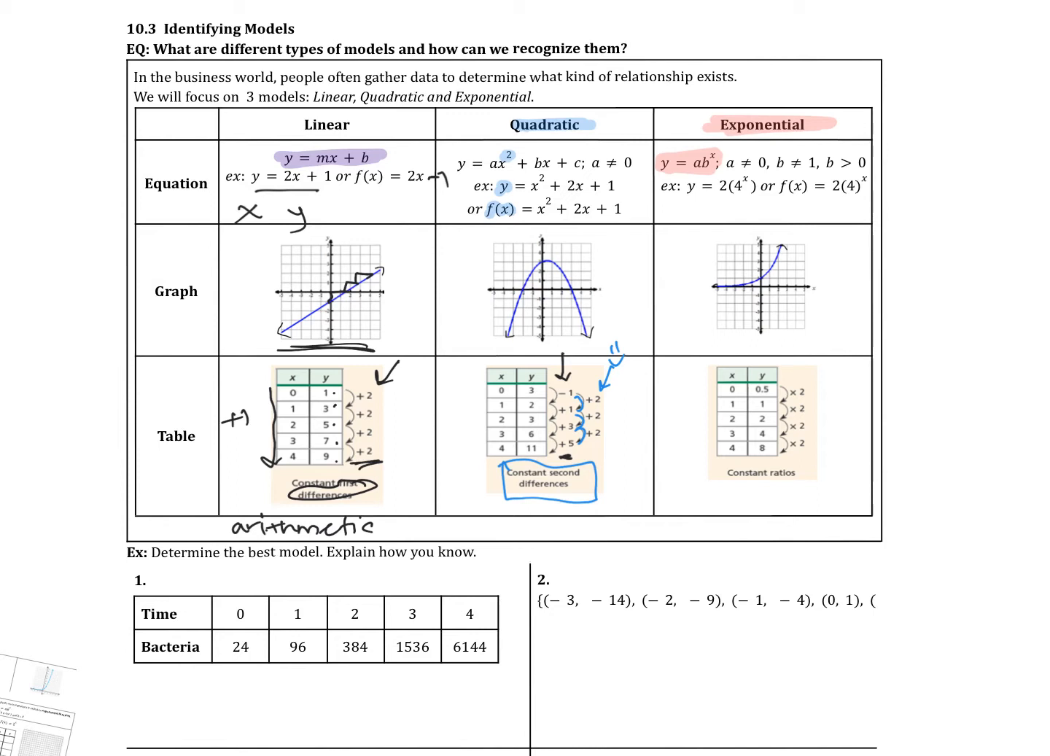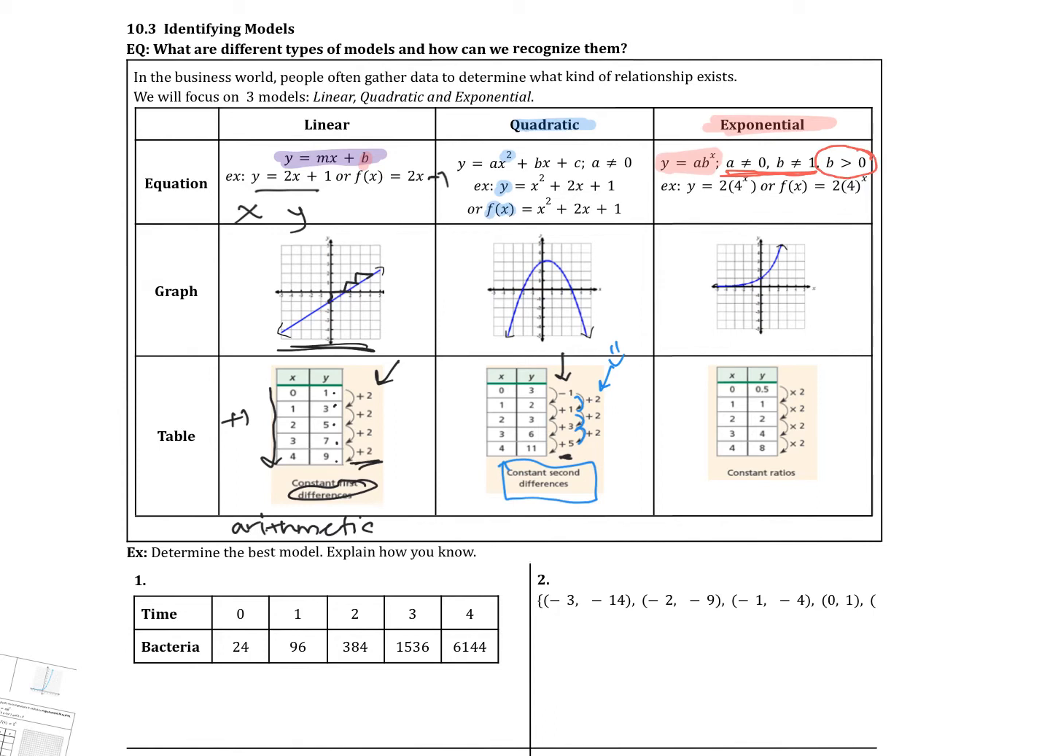And just like with a line, a and b are going to be some values, just like b is a number when we see it in slope-intercept form. A is not allowed to be 0 and b is not allowed to be 1, because if either of those two things were true, we wouldn't actually have an exponential function. And our b value must be greater than 0.